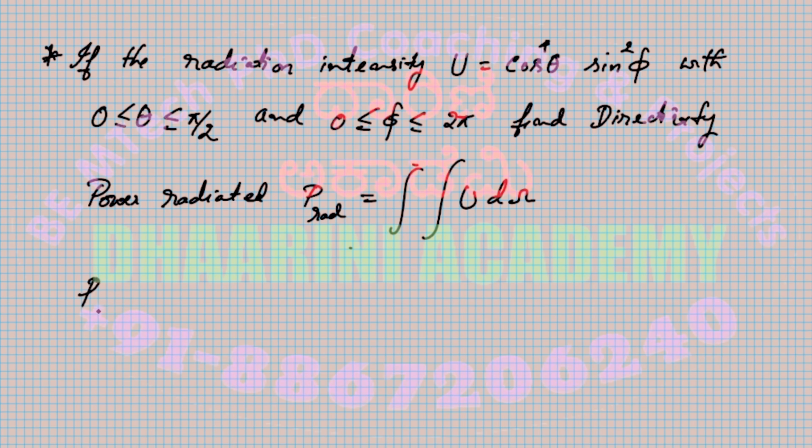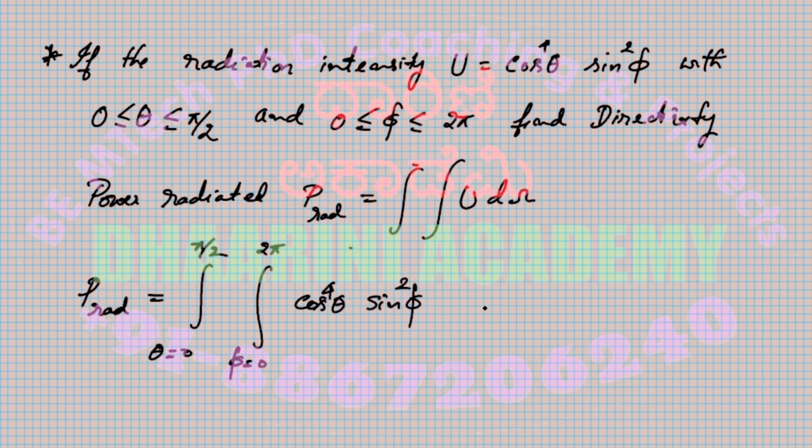Now we'll do the mathematics. P radiated is equal to the integral with theta from 0 to pi by 2 and phi varying from 0 to 2 pi. What is U? It is cos to the power 4 theta sine square phi. Then d omega is nothing but sine theta d theta d phi.